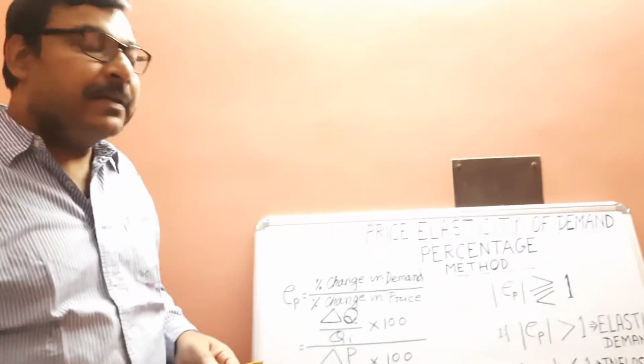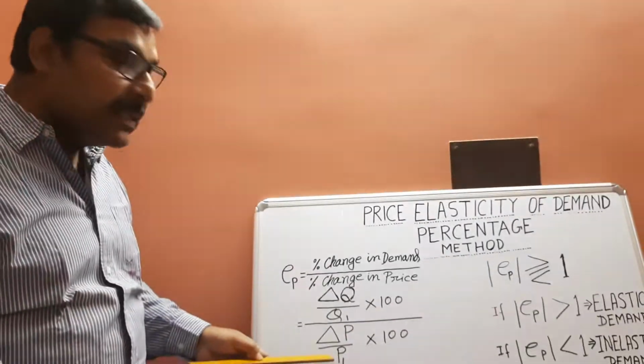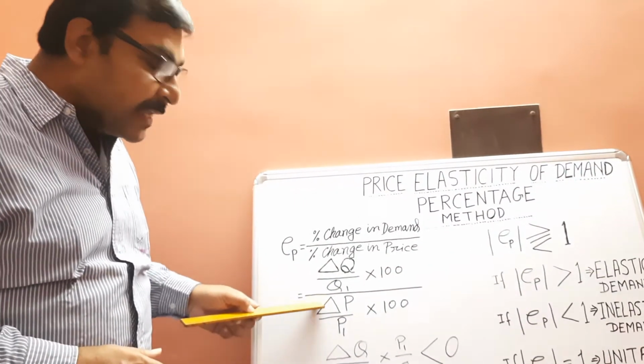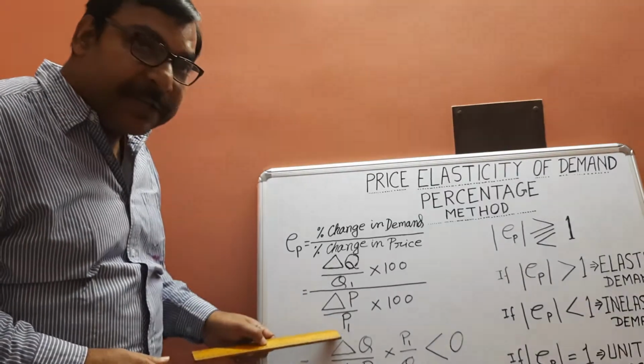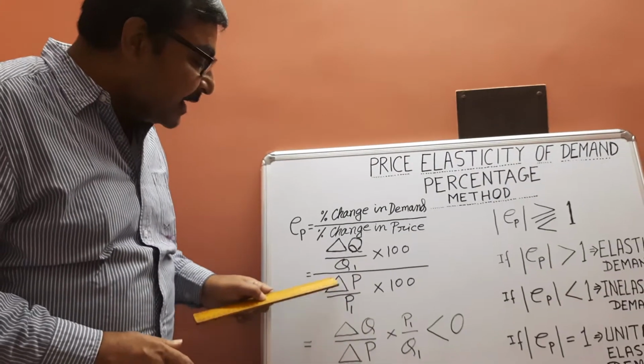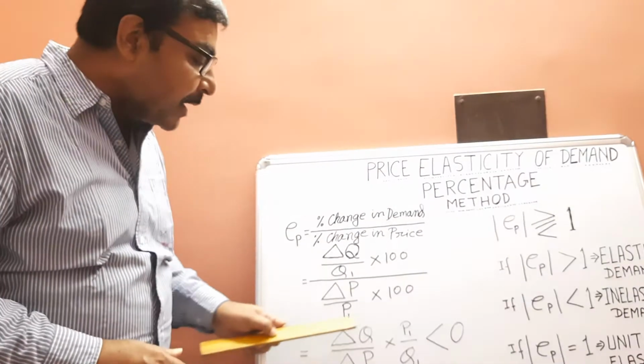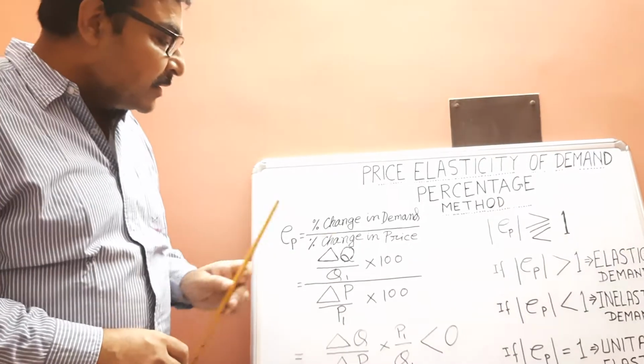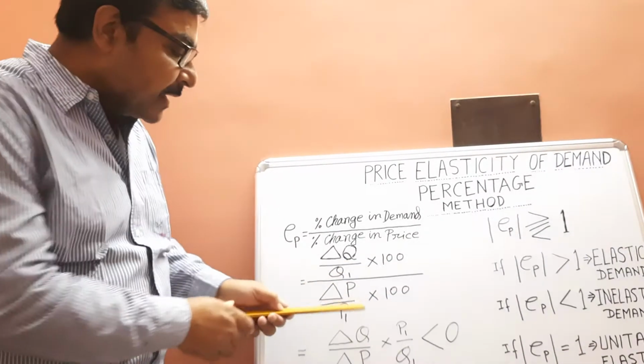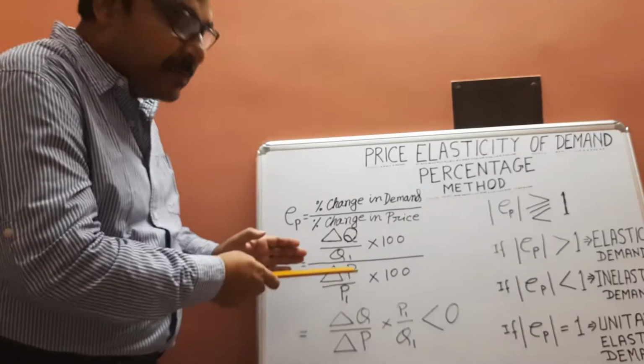In the same way, you will calculate percentage change in price. Change in price divided by initial price. P1 stands for initial price. Delta P stands for change in price. Delta P by P1 into 100. So 100 will be cancelled, and if you rearrange these terms, you will get a formula like this.